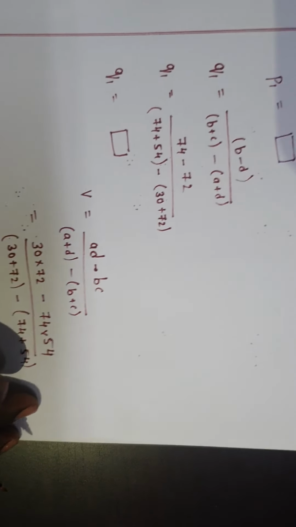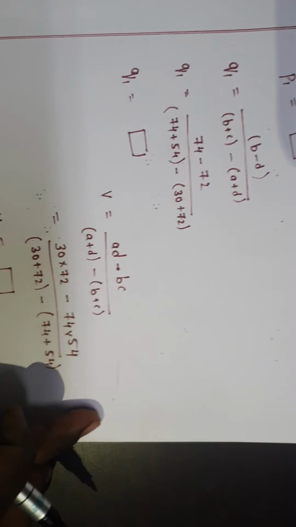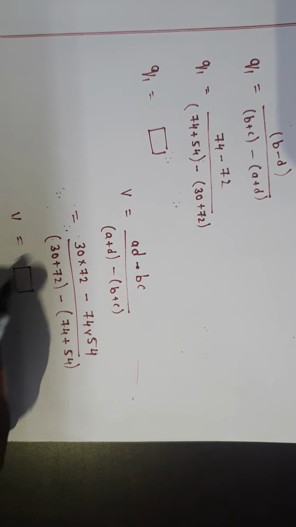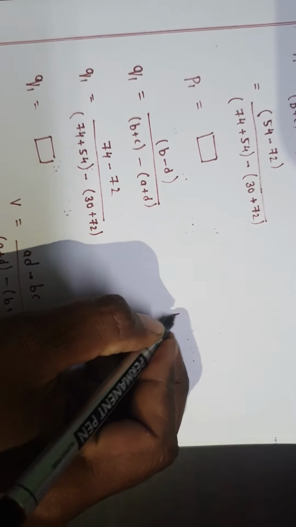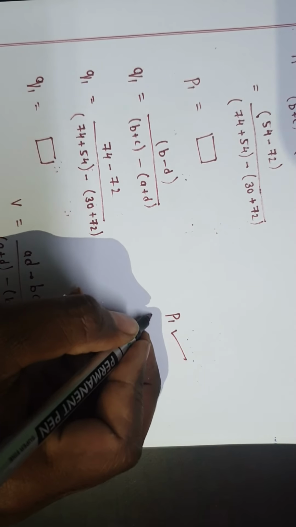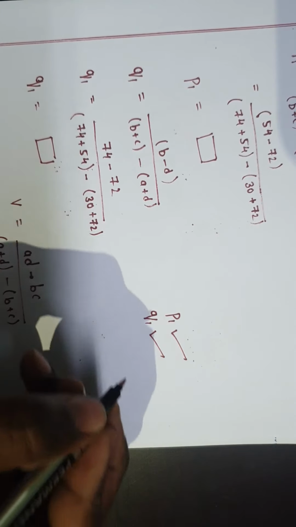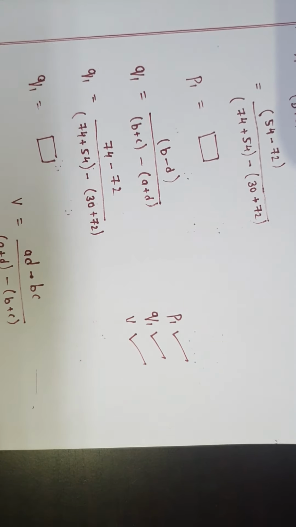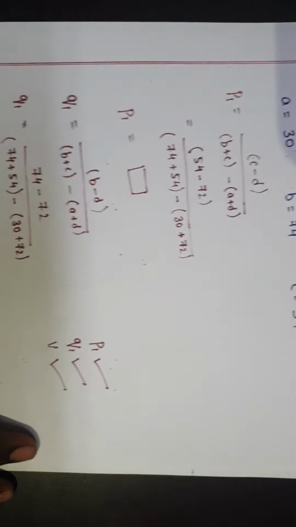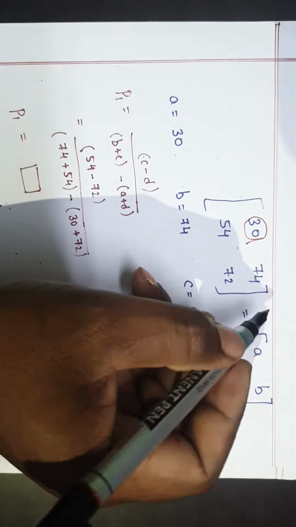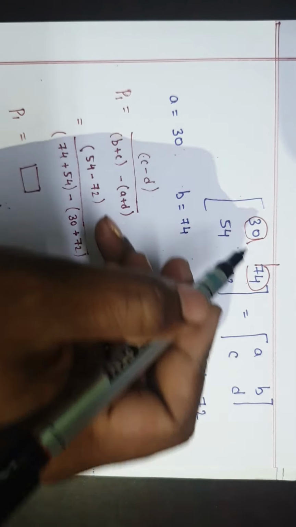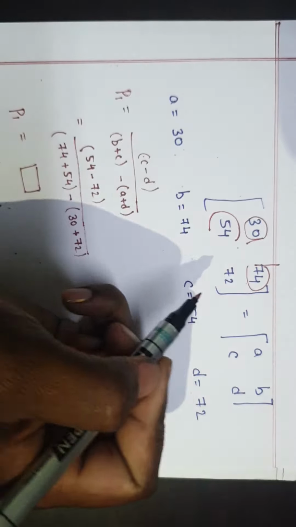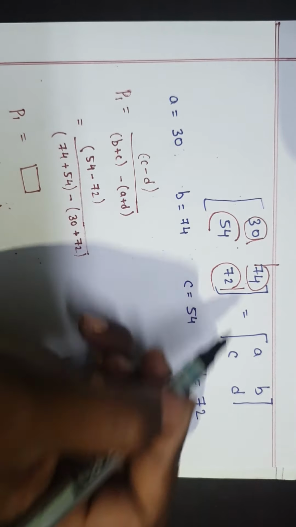So first you got the value of P1, second the value of V, then the value of Q1. Like this you have to find the value of P1, then Q1, then V. Whatever you got here is a 2 by 2 matrix. This one you have to assume as A, this one as B, this one as C, and this one as D.